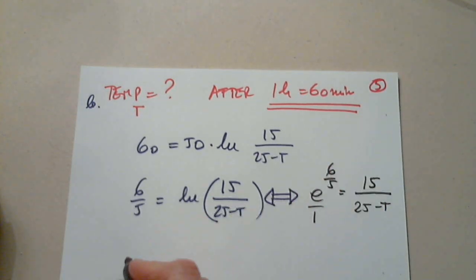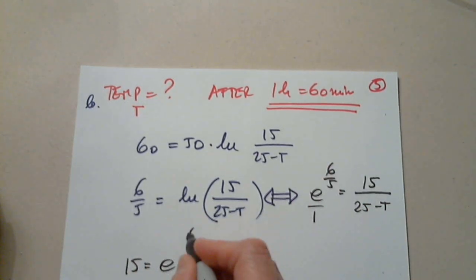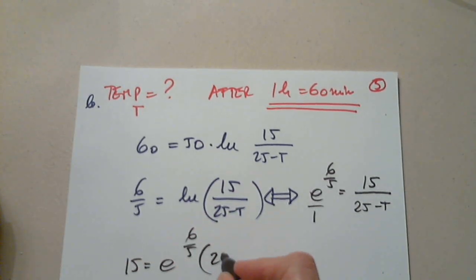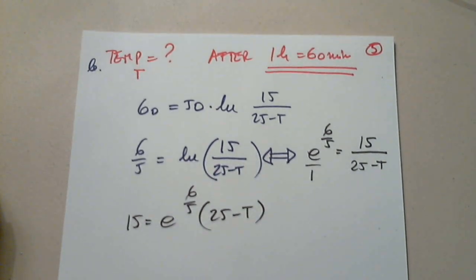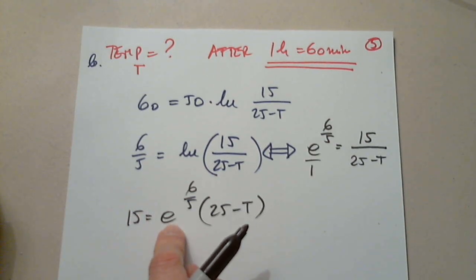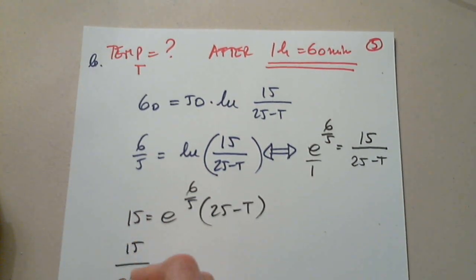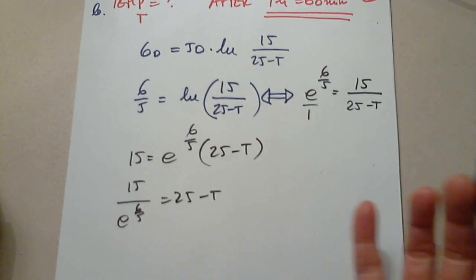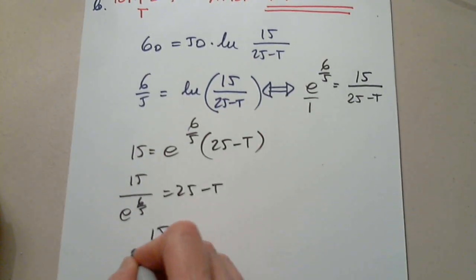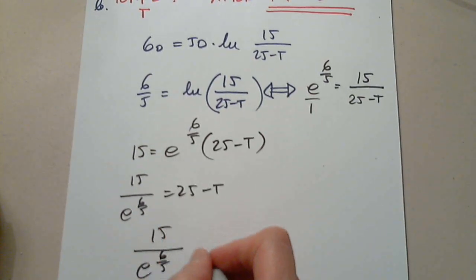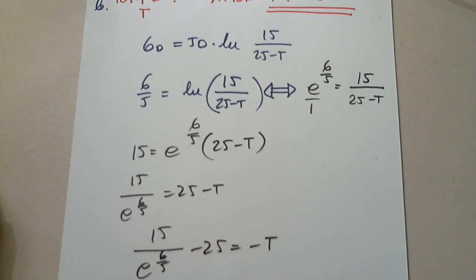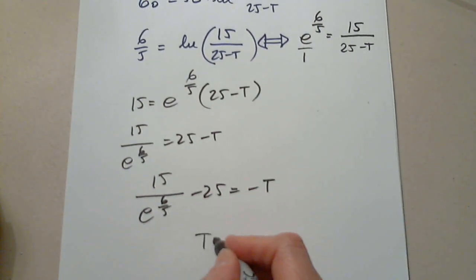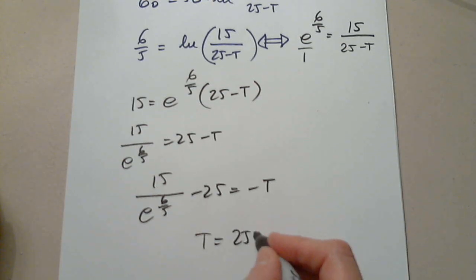1 times 15 equals e to 6/5 times 25 minus t. Yes, I will divide by this. And then what I would like to do, but you can multiply both sides by -1 at the end. So 15 over e to 6/5 minus 25 equals -t. And now we multiply both sides by -1.